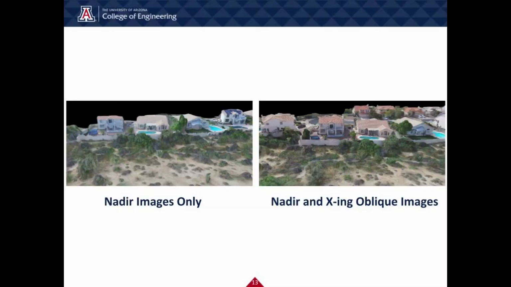Here you can see a side-by-side comparison of when the model was compiled using only nadir images and when adding crossing oblique images. As you can see, both models have the general structure of the building, while the crossing oblique model appears to have much higher resolution and the houses are modeled more accurately.